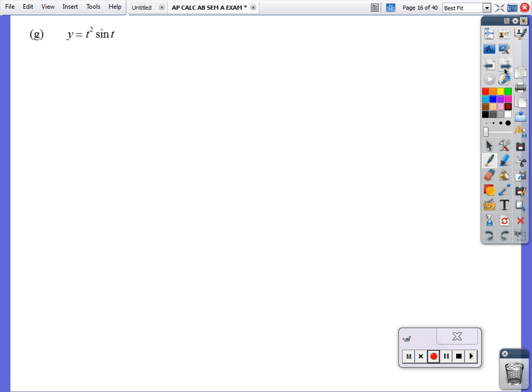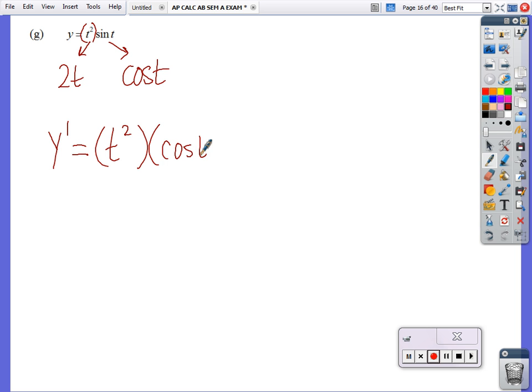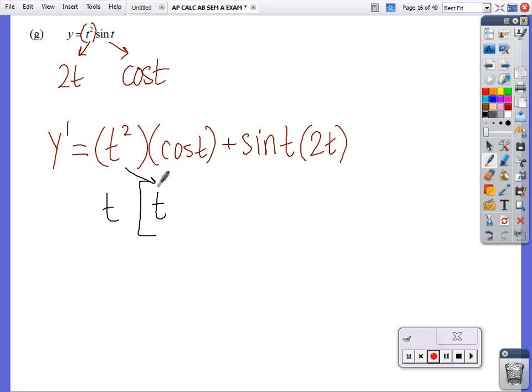G would be a product rule, a product between those two. So 2t would be this guy's derivative. So the first derivative would be leave the first term alone, derivative of the second, plus leave the second term alone, derivative of the first, and in this case, I'm going to factor out a t. When I factor out, I would lose a t here, and I would lose this t here. So I end up with the leftovers of this. All right.